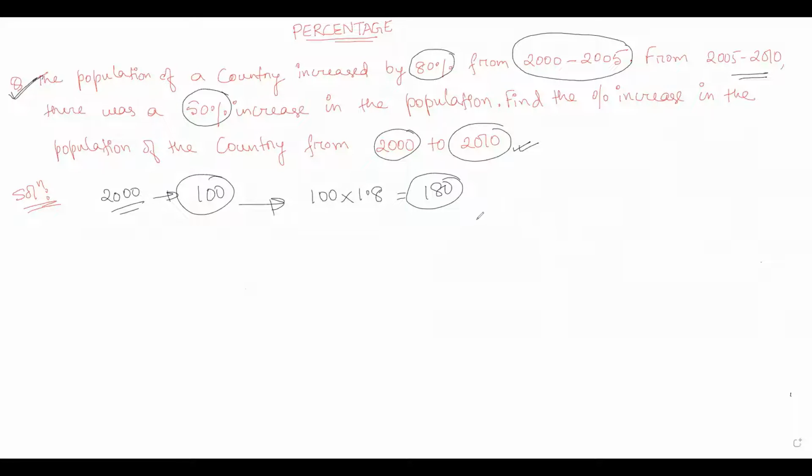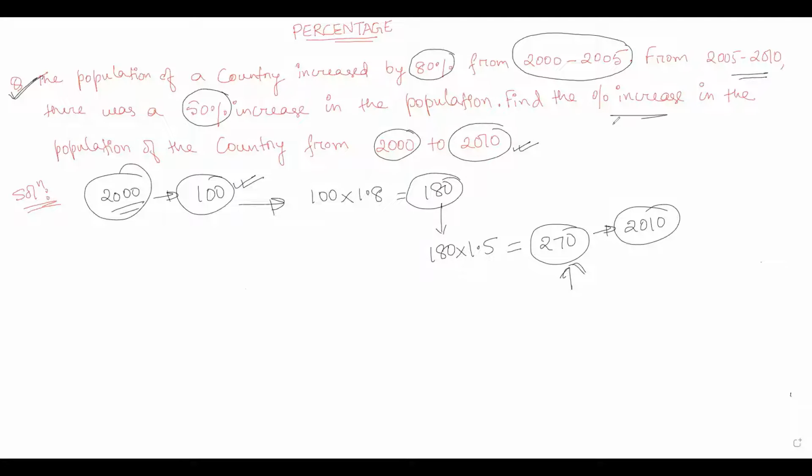Now from 2005 to 2010, there's a 50% increase in the population. So this 180 has now increased by 50%. So it will be 180 times 150%, that is 1.5. If you calculate, this would be 270. So the population in the year 2000 was 100 and the population in the year 2010 of that country is 270. The question asks: what is the percentage increase in the population from 2000 to 2010?